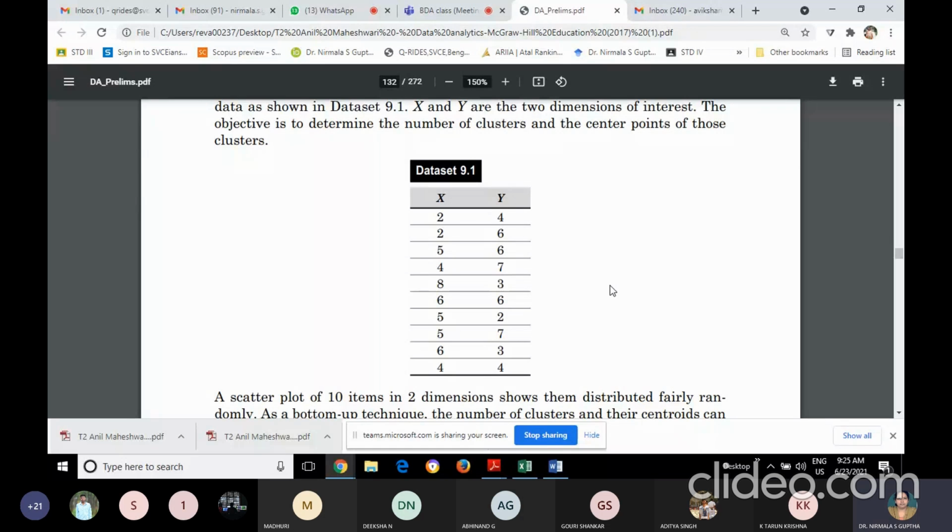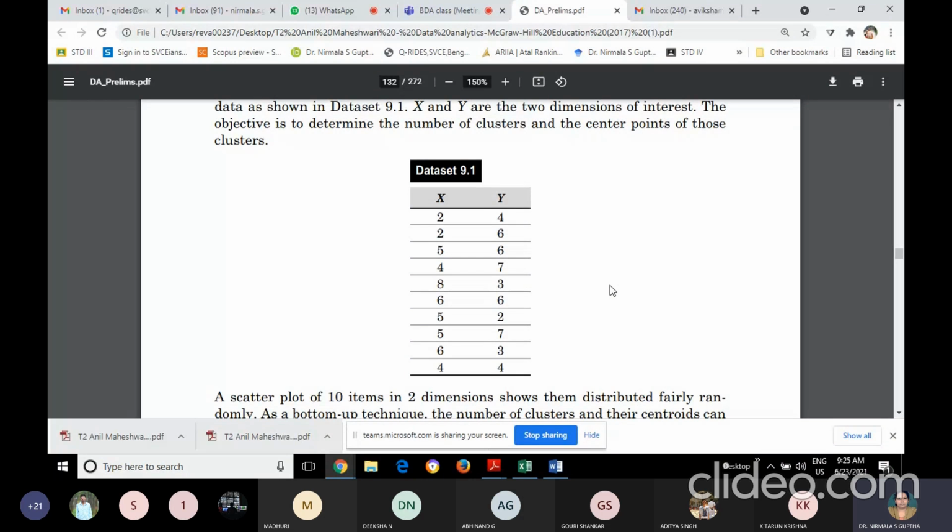Difference means what? Let us take the positive difference only. 3, 8, 3, 5, 6, 6, equal it is. So 0, the difference is 0. 5 minus 3, the difference is 3. 5 minus 7 is minus 2, but positive 2, I'll take it. So 6 minus 3 is 3, and 4 minus 4 is 0.